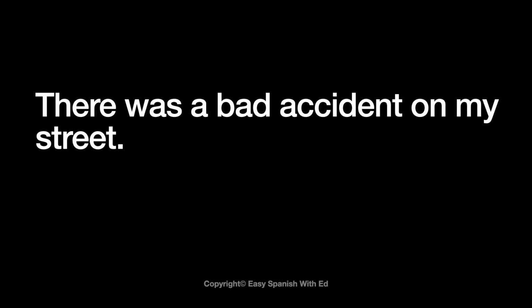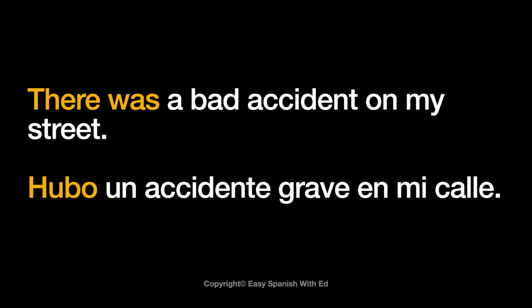And what about this one? Hubo un accidente grave en mi calle. Here we use the preterite because an accident is an event. It's clear that it is something that happened and is over and done with, and again, that's a clear use case for the preterite. And by the way, hubo is a preterite form of the verb haber. That's a very useful verb in Spanish, and you'll use it a ton.